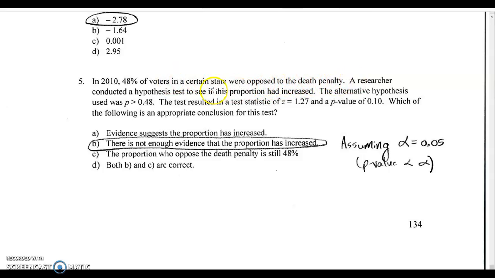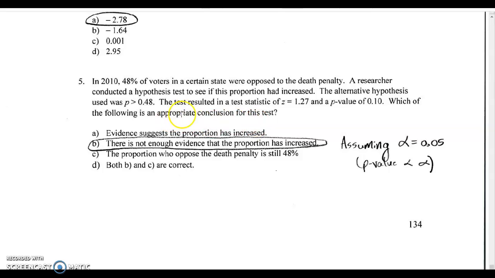In this example, in 2010, 48% of voters in a certain state were opposed to the death penalty. A researcher conducted a hypothesis test to see if this proportion had increased. So he thought more people were opposed to the death penalty, a higher percentage. The alternative hypothesis was that p is greater than 0.48. The test resulted in a test statistic of z equals 1.27, so my gut reaction is not big enough yet, but a p-value of 0.10, so it might be close.